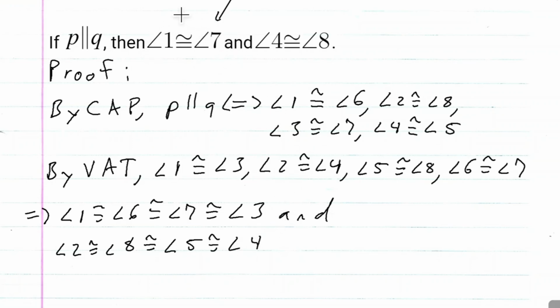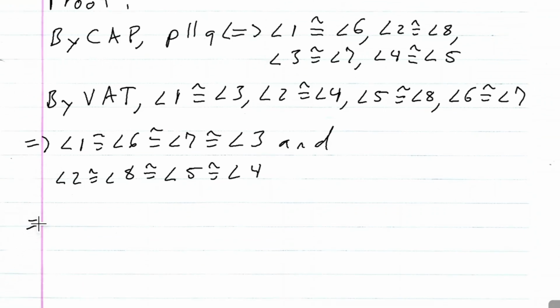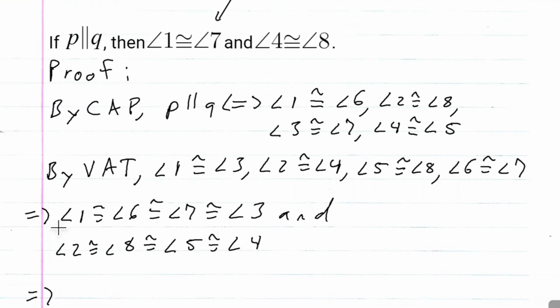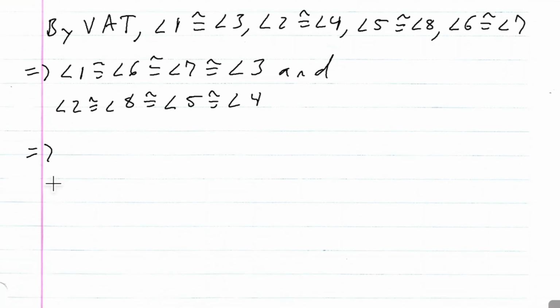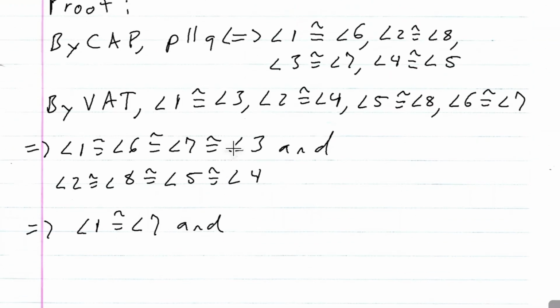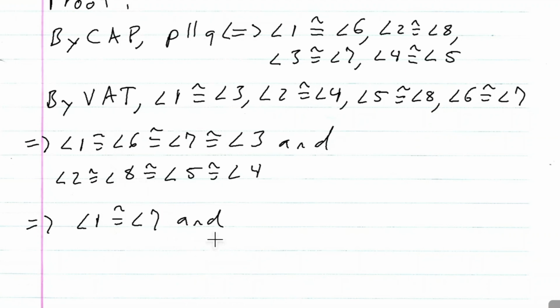So look what I wanted. I wanted 1 is congruent to 7, which is what I have here. And I have 4 is congruent to 8, which I wanted here. So this implies that 1 is congruent to 7. And, let's make sure, 4 is congruent to 8. And that is it. Very similar to the proof that we did for the alternate interior angle theorem.